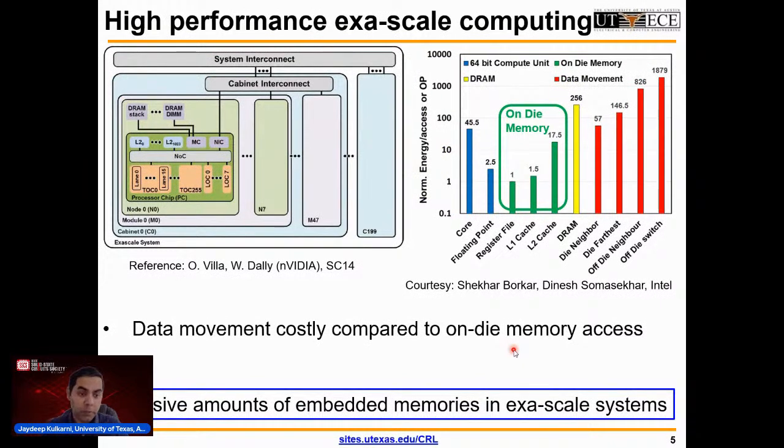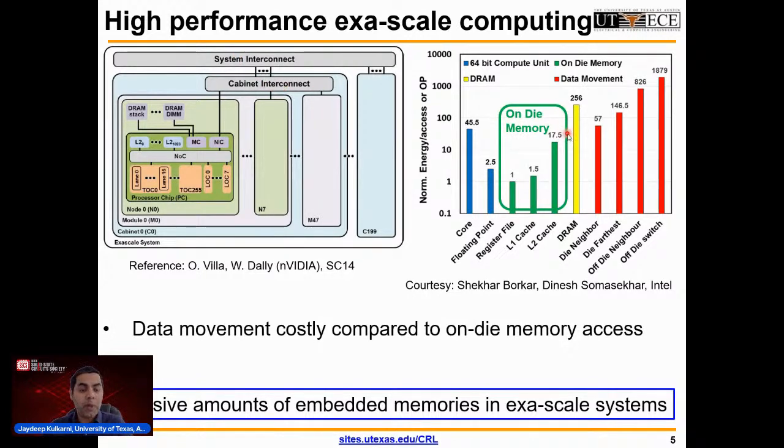Now let's look at the other end of the spectrum and look at what is happening in very high performance exascale computing systems. The figure on the left shows a generic architecture of such an exascale system. It consists of different processor chips, which have a lot of throughput oriented cores. They have their own level 2 cache memories, and then they interact with the main memory, the DRAM, dynamic random access memory. Multiple of such processor chips form nodes, nodes form modules, modules form cabinets, and all of these hierarchies are connected through various levels of cabinet level interconnect and system level interconnect.